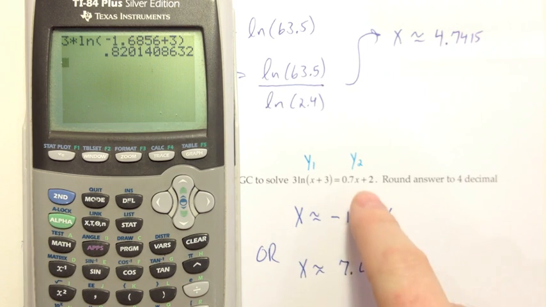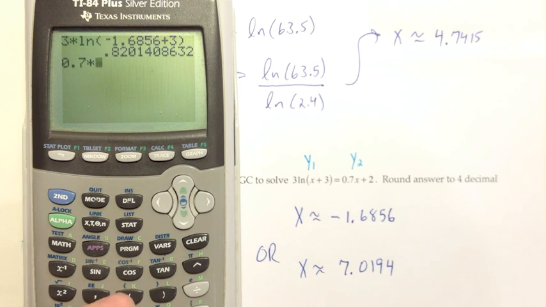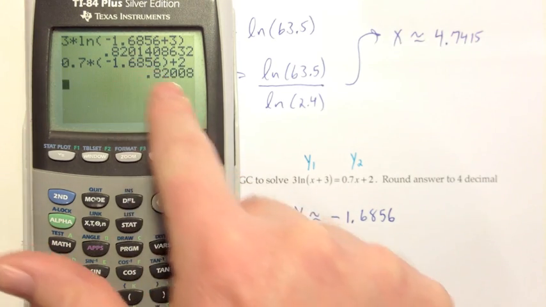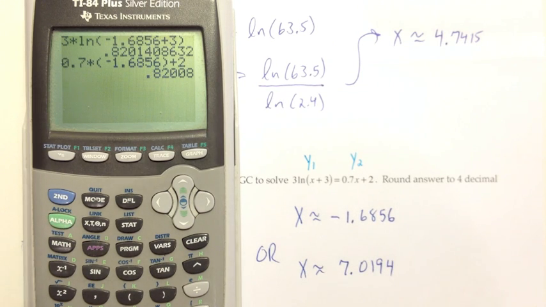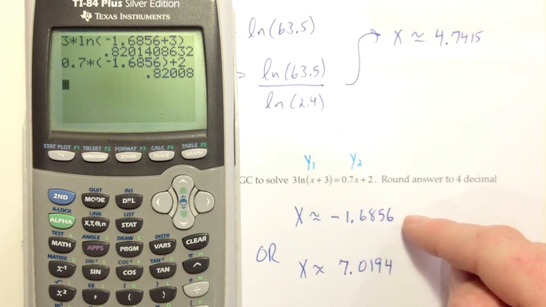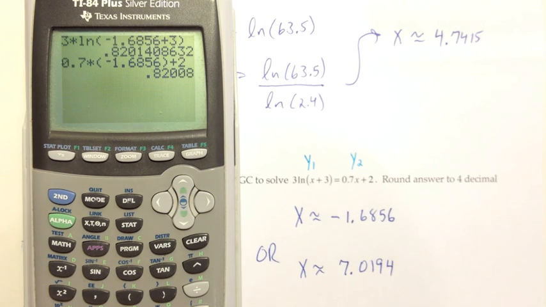So if this is really a solution, I should get the same thing on the other side. So 0.7 times negative 1.6856 and then plus 2. And again, if it's really a solution, the two sides should be equal, so I'm expecting about 0.82 again, and I get 0.82. They're not exactly the same because I'm using a rounded answer. If I use the answer key, which I don't have available in the graphing situation, but if I entered all the decimals, they should be exactly equal. But not only is this one an answer, so is this one. So let's test the other one as well.